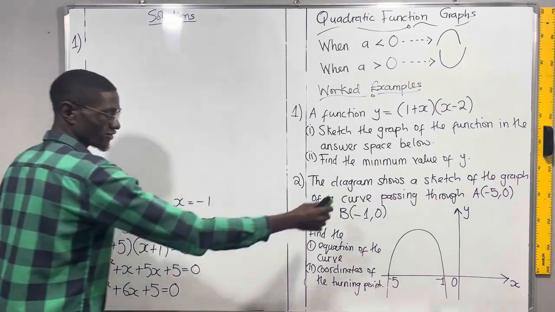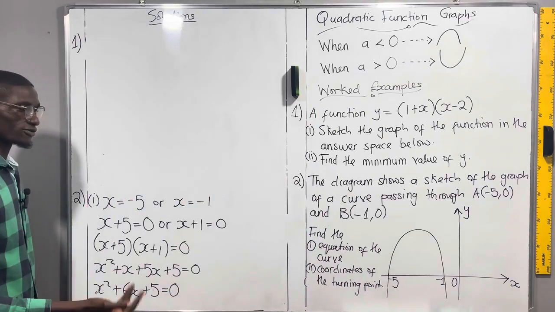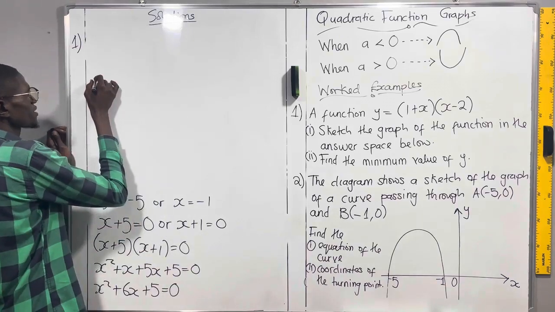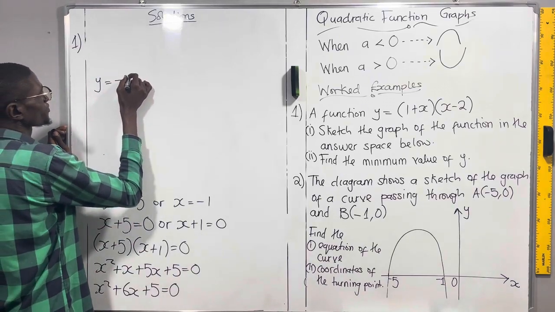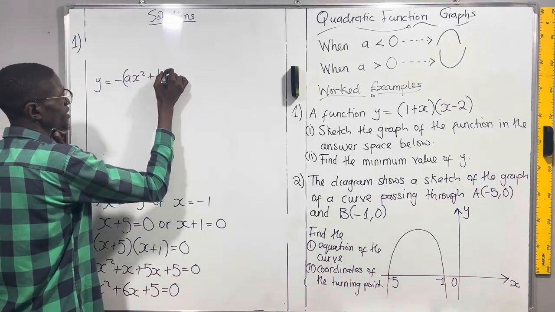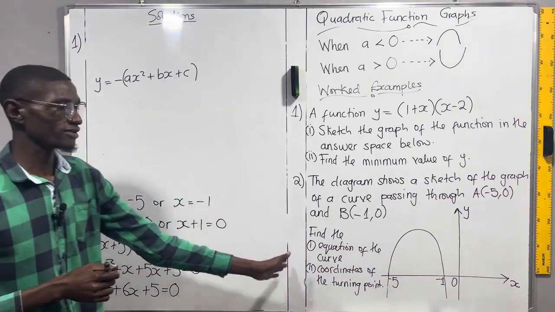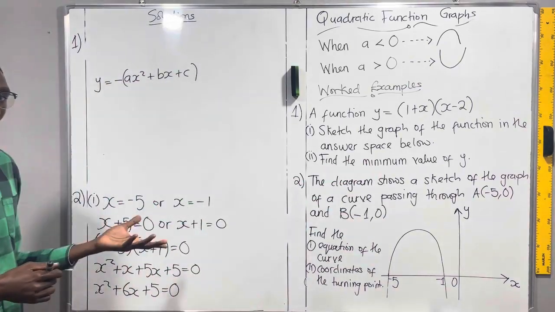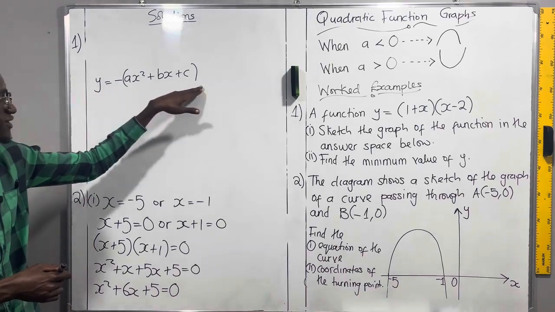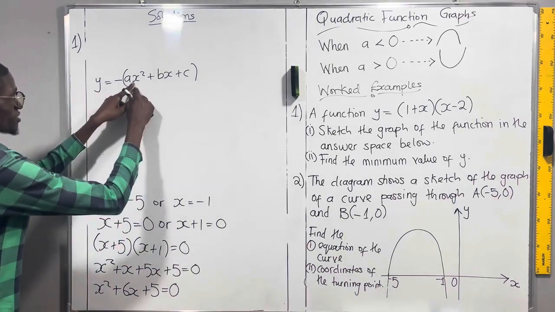So if the graph was a smile, we are going to leave it the way it is. But since it's a frown, it means the value of a needs to be negative. So we are going to say y is equal to negative, in brackets, ax squared plus bx plus c. This is what you do when your graph is a frown. What this is simply going to do is multiply all the values inside the bracket by a negative. This is being represented by what we have in the bracket.